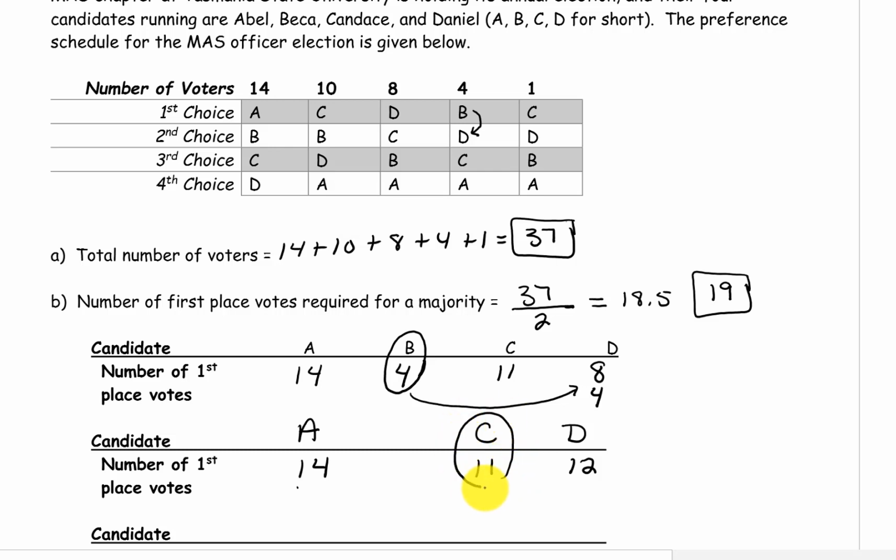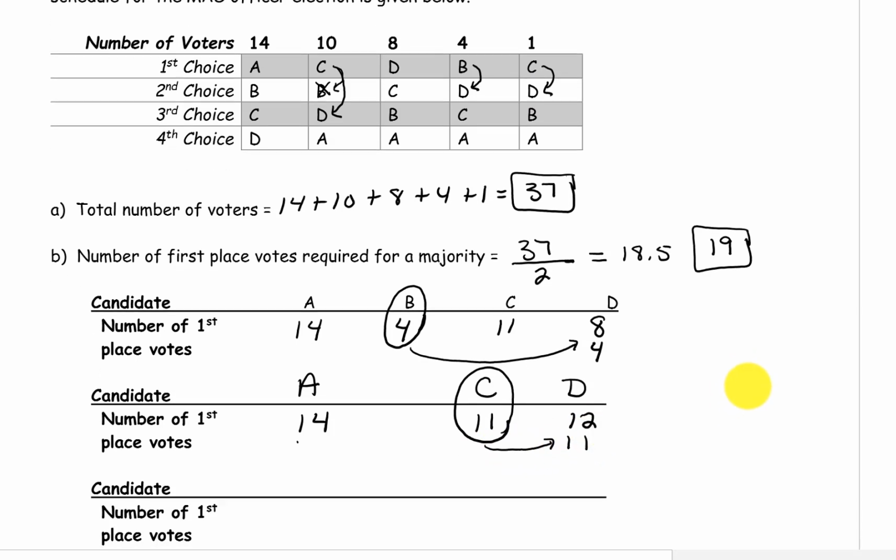We're now going to eliminate candidate C because they have the fewest first place votes. They got 10 of those first place votes from these 10 ballots, so we would pass them along to B, but B is no longer in the running, so they actually are going to get passed down to candidate D. And the other first place vote came from this ballot, and so that one is also going to go to candidate D. So all 11 of these will get passed to candidate D.